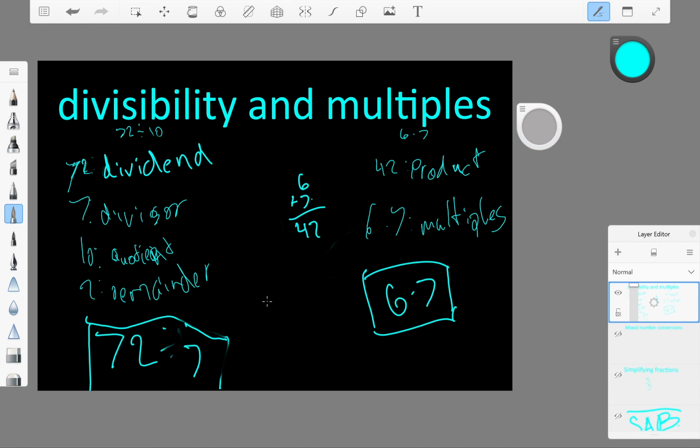So 6 and 7 actually have the same term, and they're called multiples. Alright? 42, though, is our product. And in this one, I remember the word product. I don't remember multiples as much, but if somebody said it, I would understand what they're trying to say. Okay?